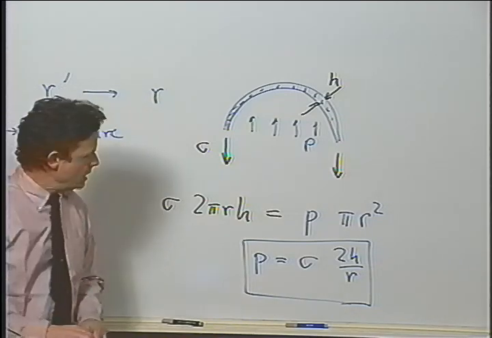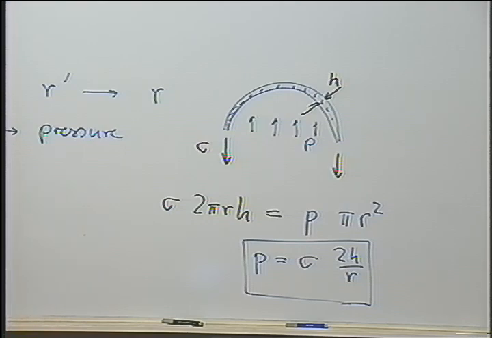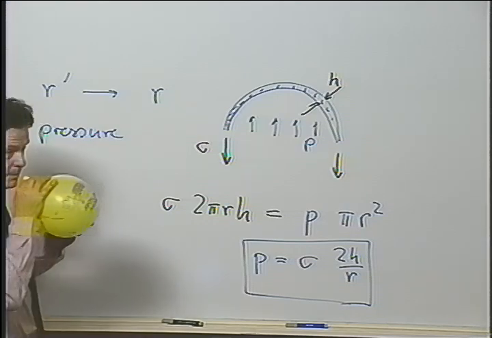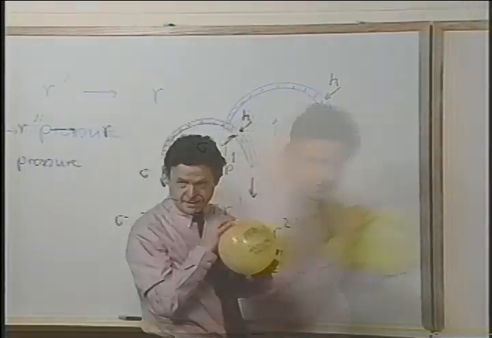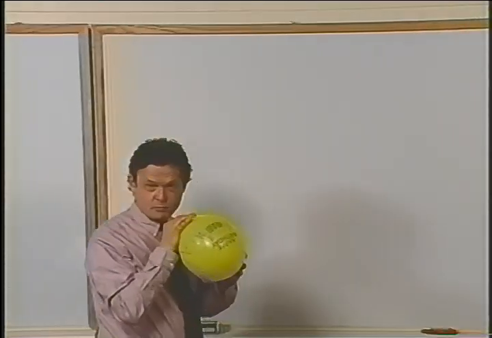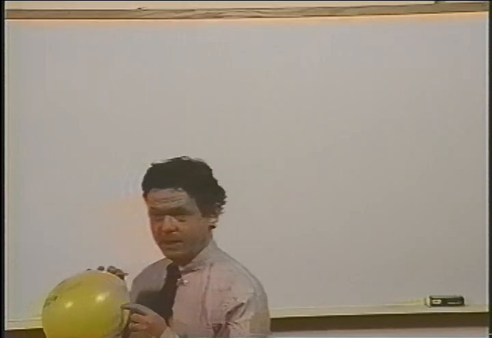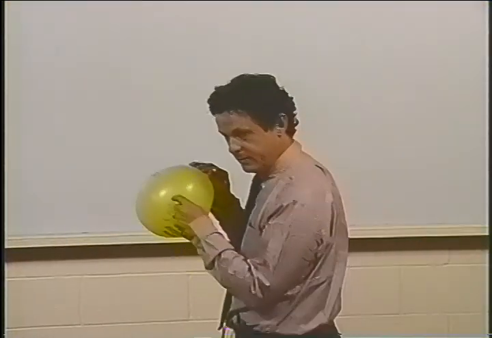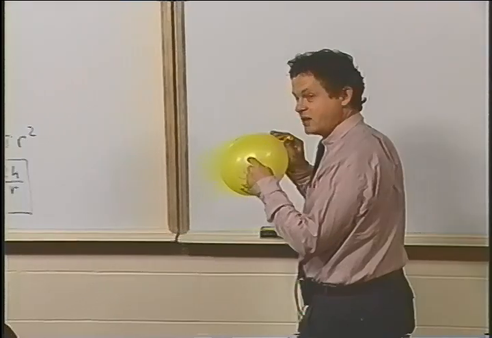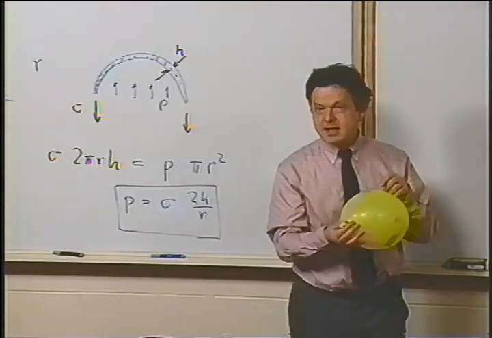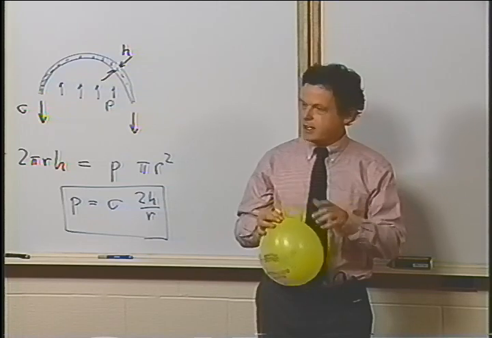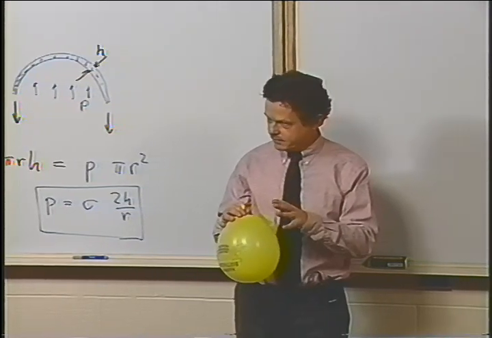Okay? And now comes the point I want to make. The pressure in my balloon, note that I'm walking. The pressure in the balloon is independent of me walking. It just depends on the radius of this balloon. And I'm also rotating the balloon. The pressure in the balloon is independent of the rotation.